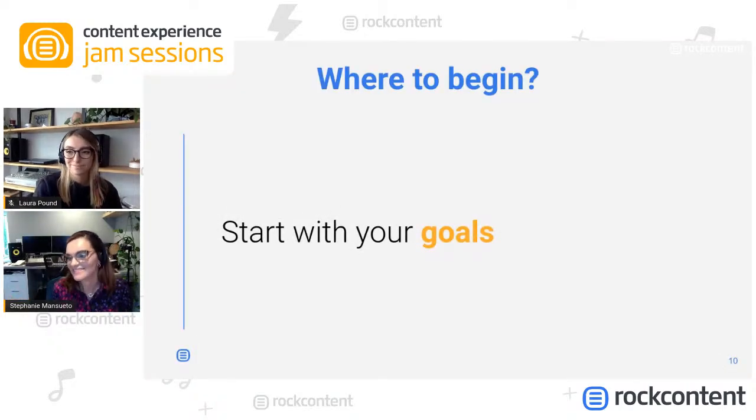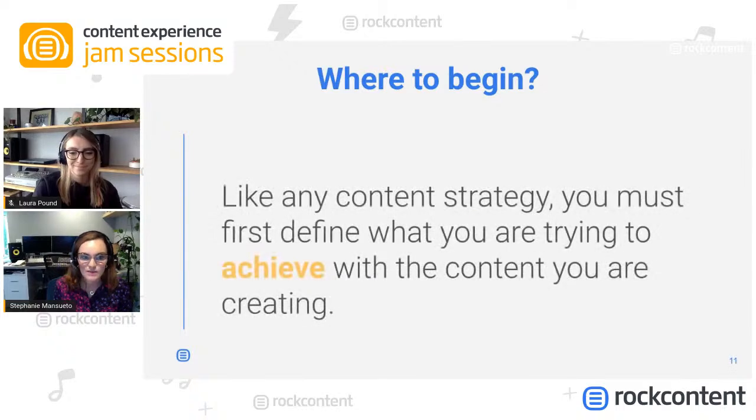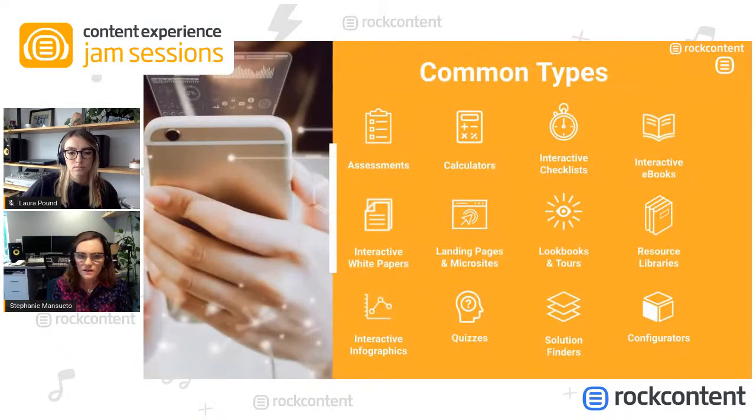Look at that. Start with your goals. So like any content strategy, you must first define what you are trying to achieve with the content that you are trying to create. So let's dive into how we can align interactive content experiences with the goals that you have for your content. So there are a ton of different types of interactive content pieces, and all of them can be used for most goals that you might have.